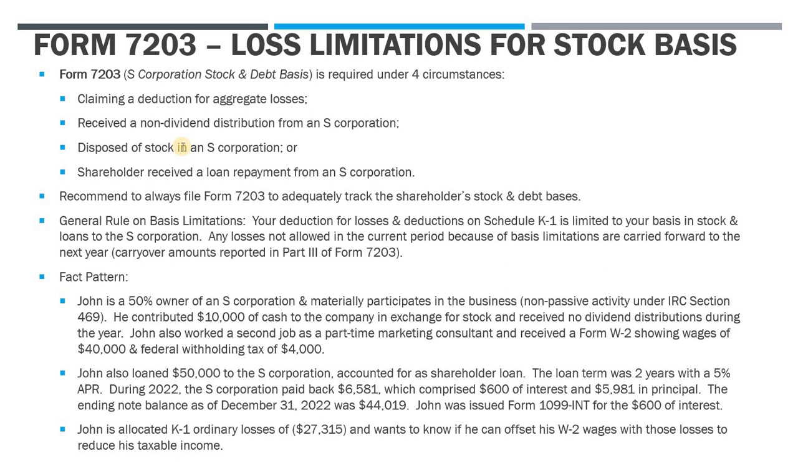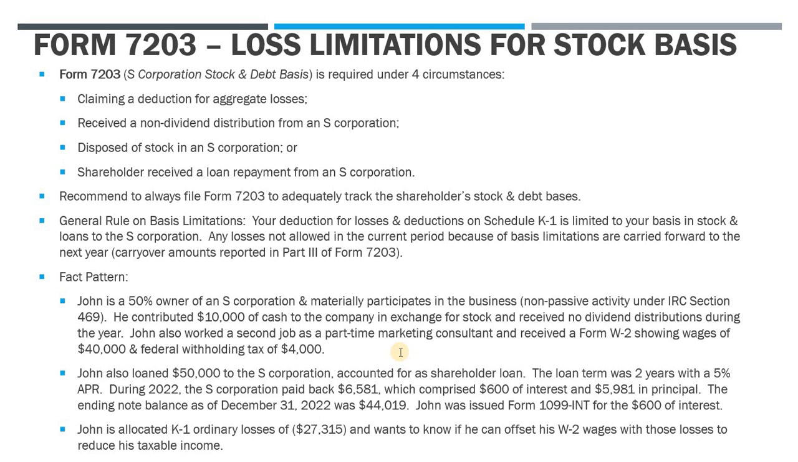So Form 7203, again, high level, why is this necessary? In order to claim losses on your return, amongst other things, you need to adequately track your stock basis, right? So the general rule here is your deduction for losses and other expenses on the K-1 is going to be limited to your basis in the S corporation, and that's your stock basis and your debt basis. Any losses or expenses that exceed those amounts, you generally have to roll forward to future tax years. That's the basic rule here.